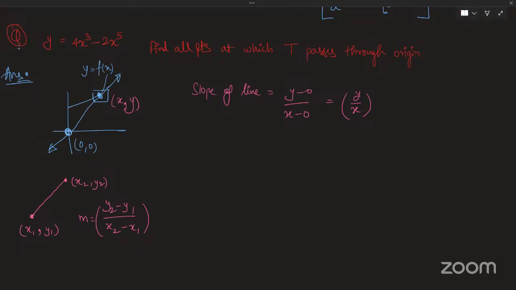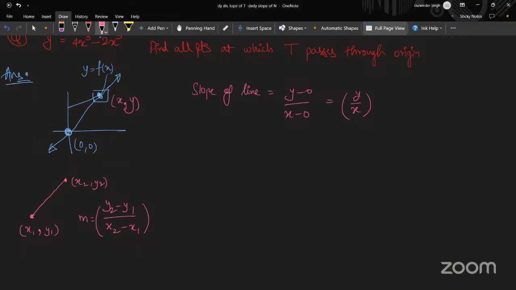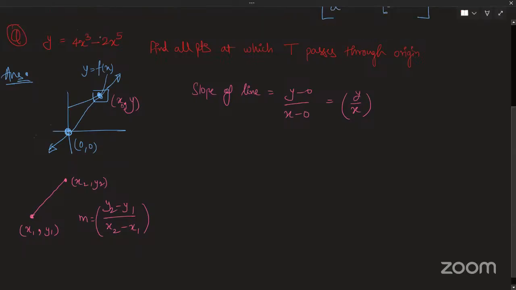Can I differentiate it? Okay, so for the time being, I'll just assume these points to be x naught comma y naught. So this will be y naught divided by x naught. Okay, y naught by x naught. So if I differentiate this curve, can you tell me what will be the value of dy by dx? What is dy by dx, the derivative of this curve? Anyone? 12x square minus 10x raised to 4.